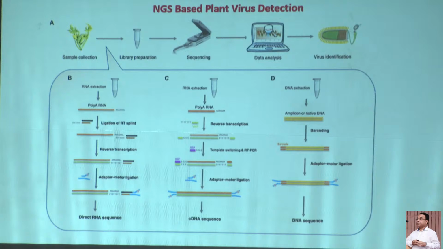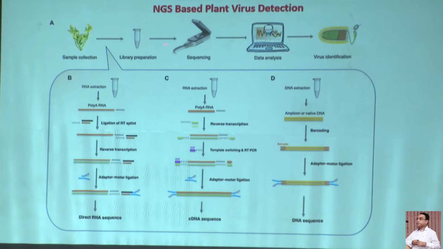What is the process? First we have to collect a sample, and then isolate either RNA or DNA, and then ligate with some adapter for DNA, and after this we can directly do the RNA or DNA sequencing. It will generate all the DNA or RNA sequences present in the plant, which may include the viral sequence, the plant sequence or any other sequences. Everything will come up when you do NGS.